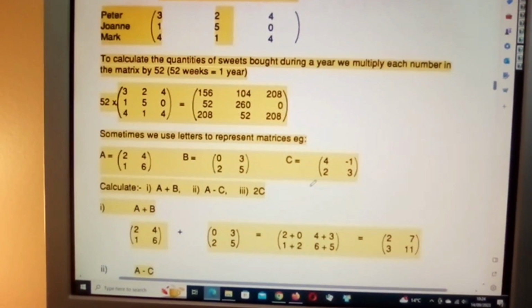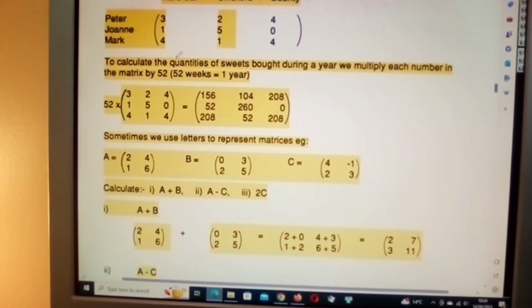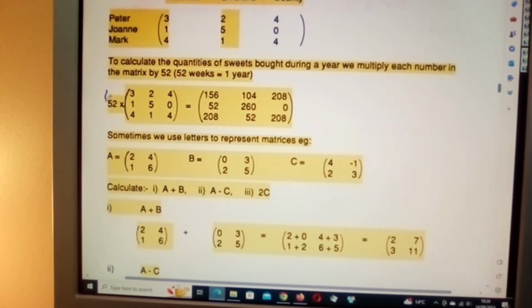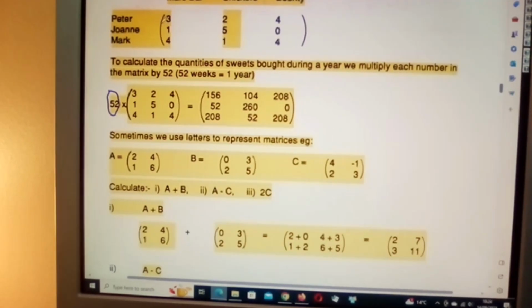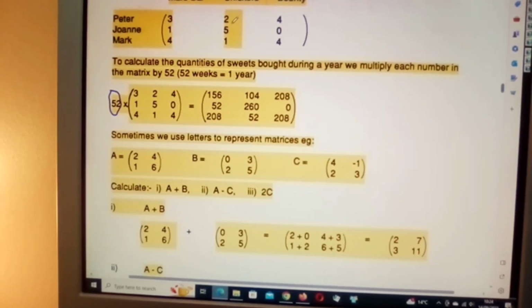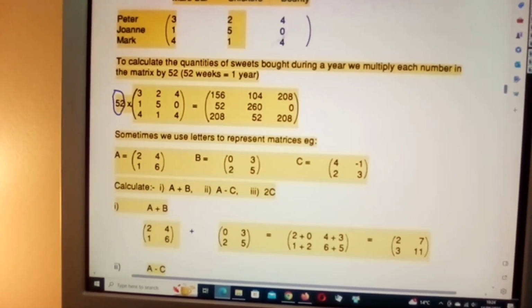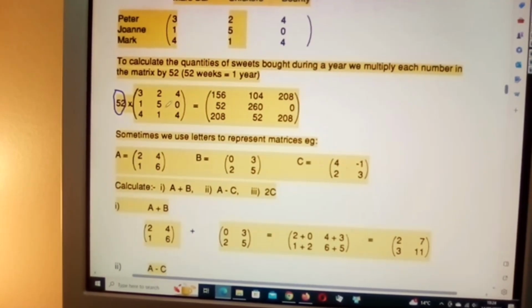Okay, so here you can see that we've got the 52 here, times the data we have collected. Peter bought 3. Peter then bought 2. Joanne bought 1 and 5 and 0. Okay, so that data then comes into here.